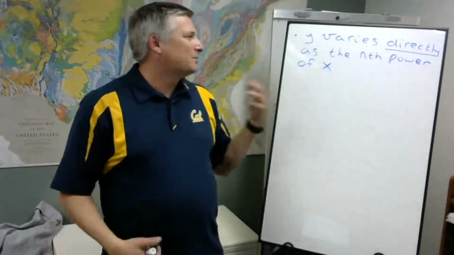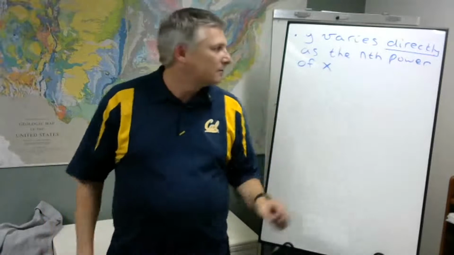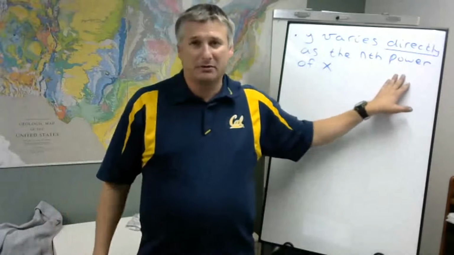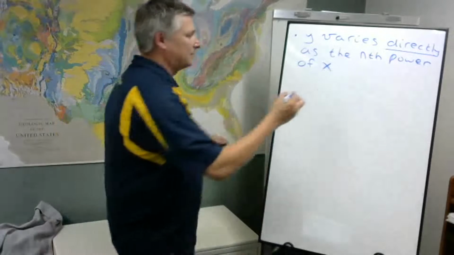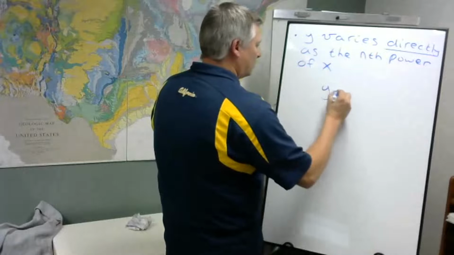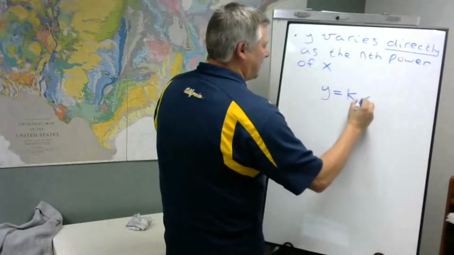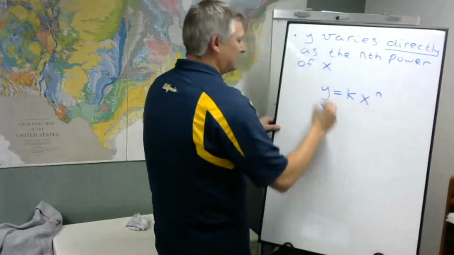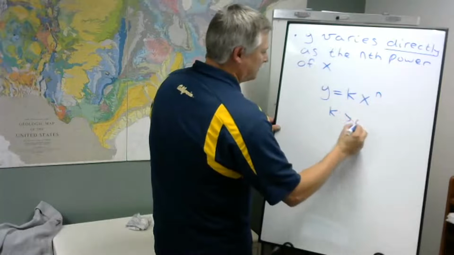We're not going to say y just varies with x. We're going to give x an exponent. So what we get is this. Y equals k x to the n. And again, k greater than 0.